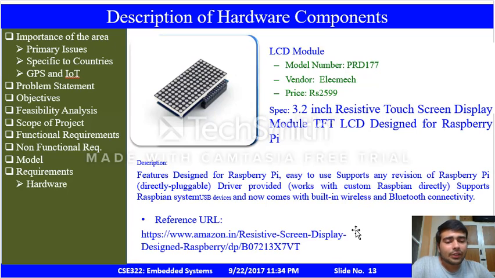Alright, the next thing that we need is an LCD module. Even though we'll try to do it without the LCD module by incorporating it through our screens, for a larger scale, we do need the LCD component for every trash can and every bin. The LCD module is relatively expensive. That comes with the Raspberry Pi. It is 2600 rupees, and the model number is PRD177.